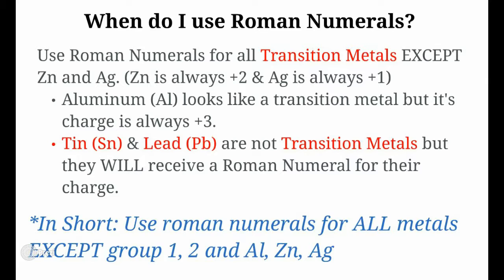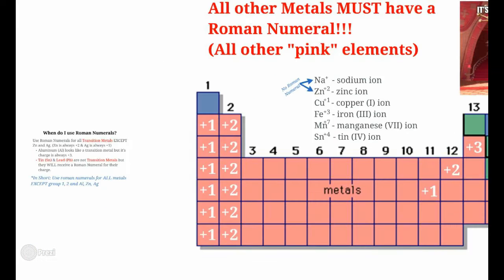So basically, the way we like to do this is if you remember that little stair-step line, anything that's a metal gets a Roman numeral, except, and it's easier to remember the except, alkali metals, alkaline earth metals, aluminum, zinc, and silver. Bing, and you're done. And that's why I like the short one. Now I'm going to show you a picture that makes things a lot better.